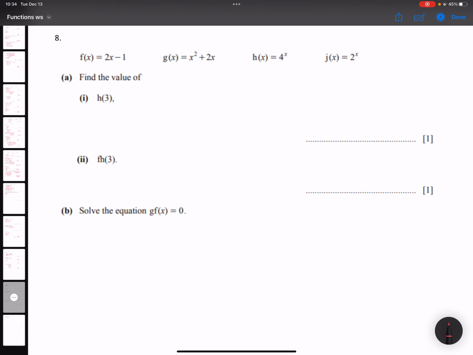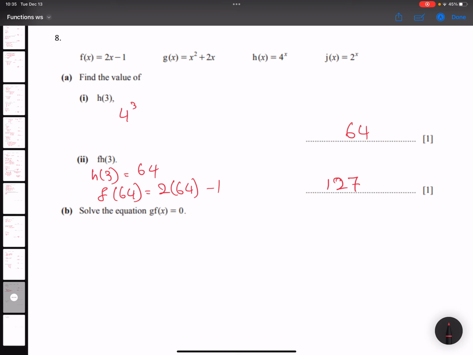So h of 3 in that case is 4 to the power of 3. And 4 to the power of 3, I think it's 64. And after that, f h of 3. So you start with h of 3, which again is 64. That's why it's just one mark. But f of 64 equals 2 times 64 minus 1. Okay, 128 minus 1 is 127.